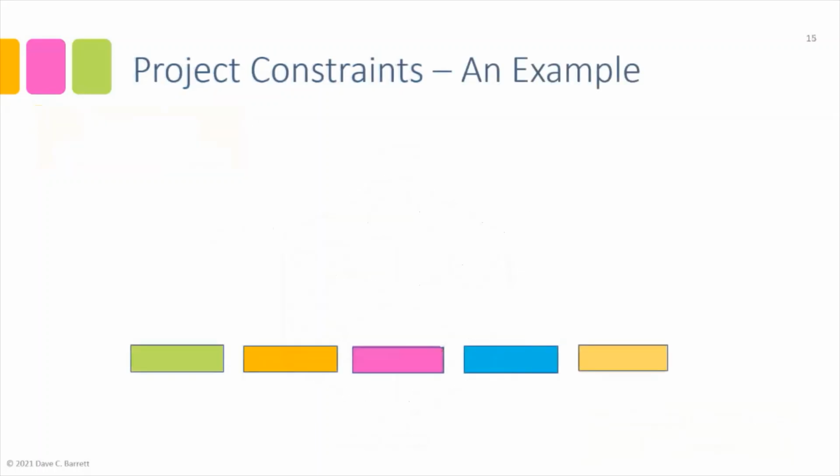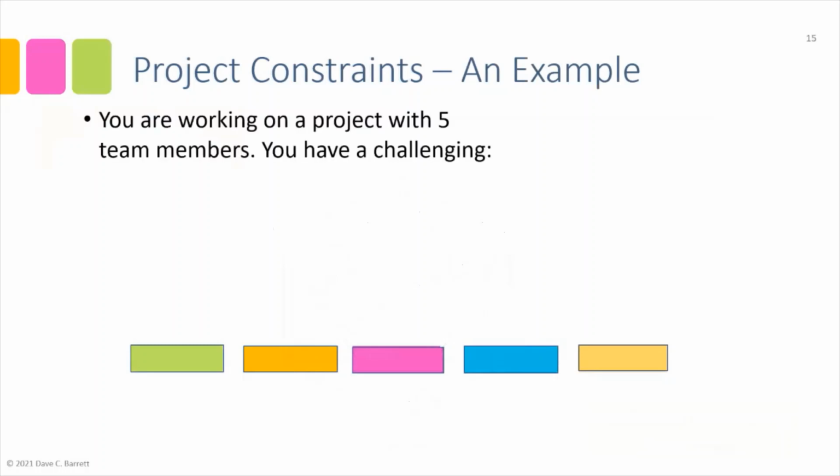This can be a little theoretical and a little bit hard to understand. Let's look at an actual example and we'll be able to work through this. So let's say, for example, you're working on a project. It can be any project with 5 team members. So it could be a construction project, an IT project, a marketing project, doesn't matter. So you have your 5 team members and you have a challenging amount of work to complete. So you have a challenging amount of scope, right? So it's a lot to do.